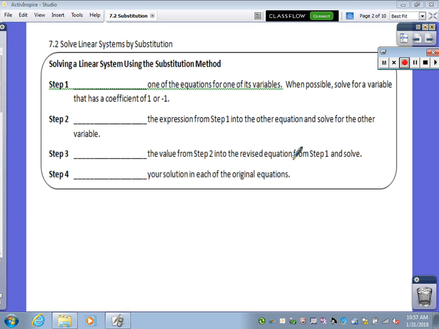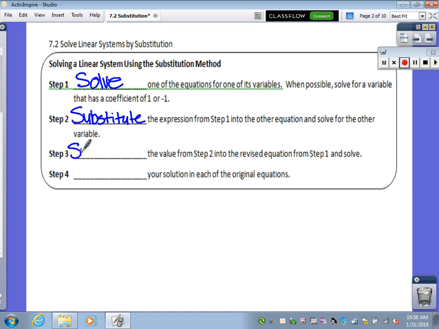So step one, you're going to solve one of the equations for one of its variables. It's always easiest to solve for the variable that has a coefficient of 1 or -1, just so there's less dividing and fewer steps. Then step two, you're going to substitute the expression from step 1 into the other equation and solve for the opposite variable.